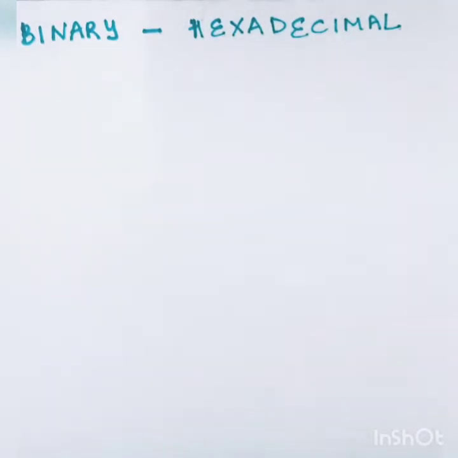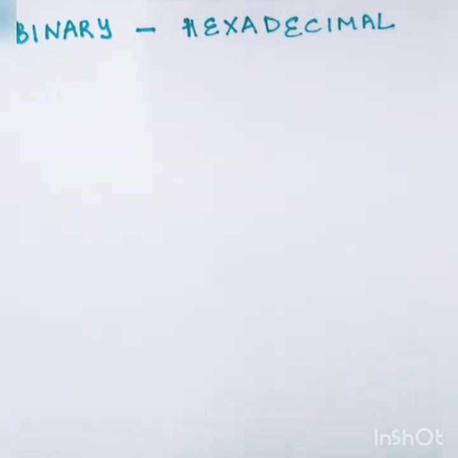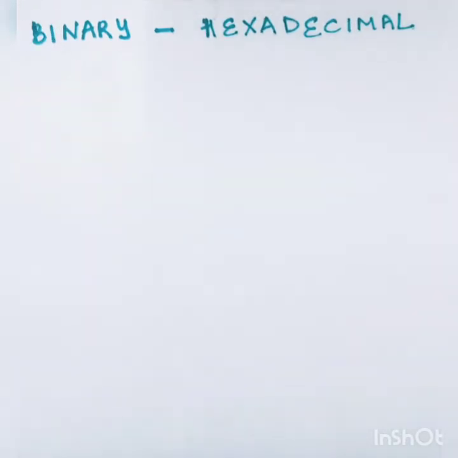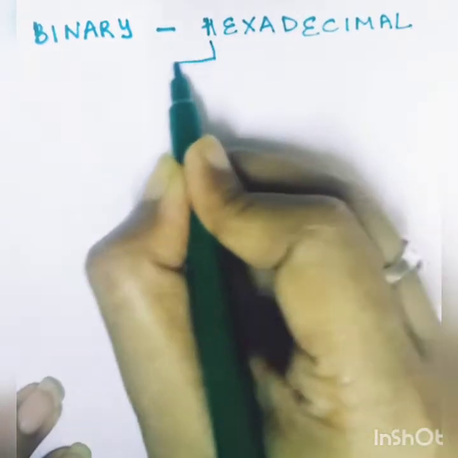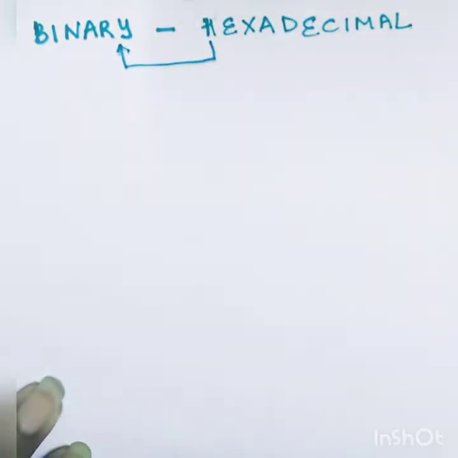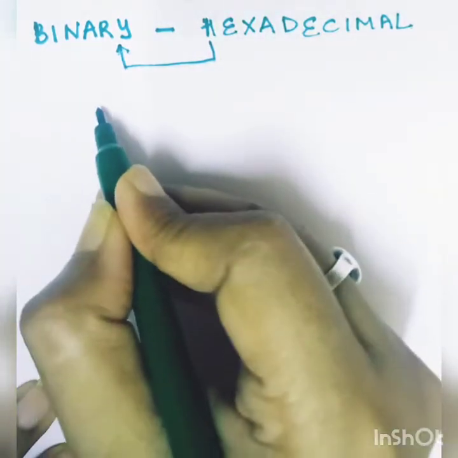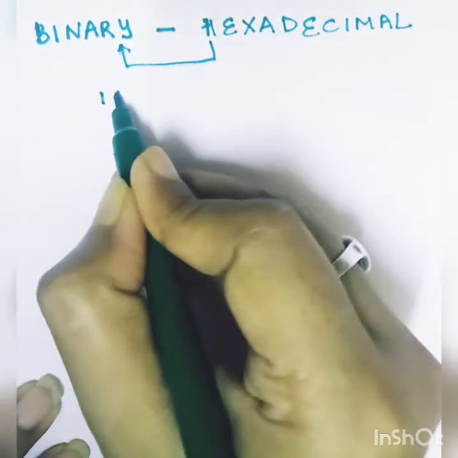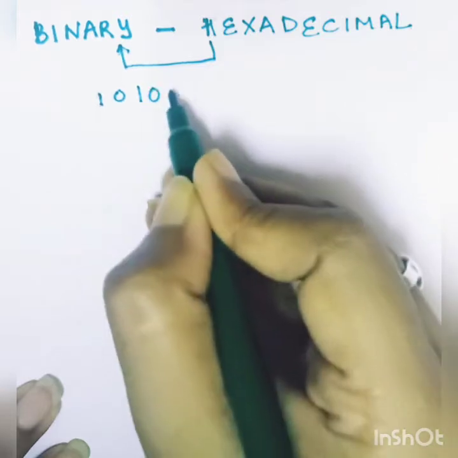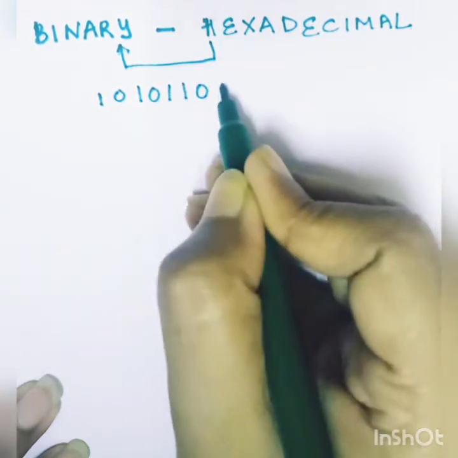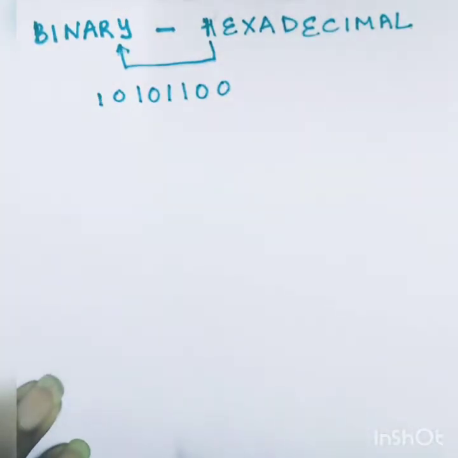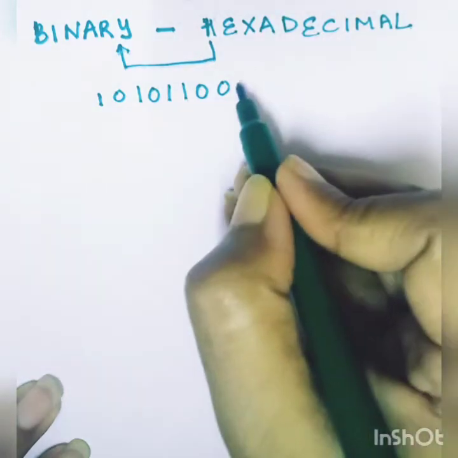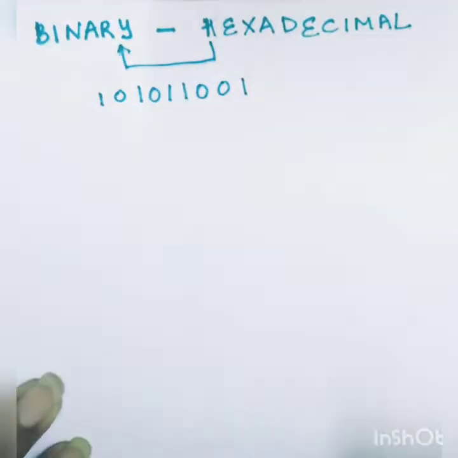Hello students. Now let us see the conversion of binary to hexadecimal and hexadecimal to binary. Let us take a binary number, say 1 0 1 0 1 1 0 0 1.